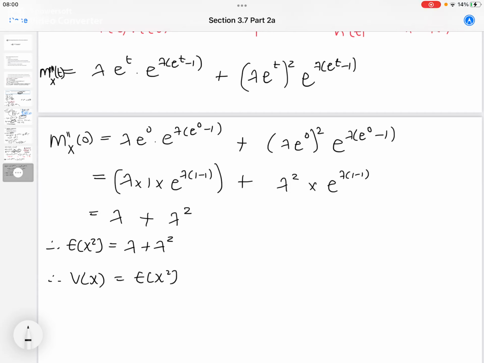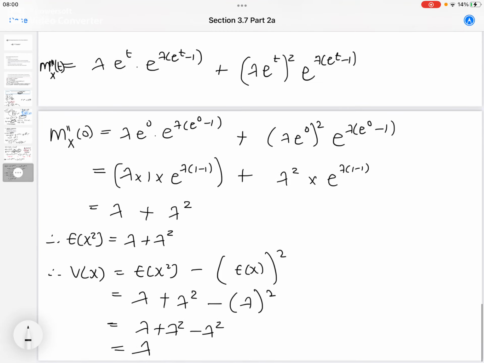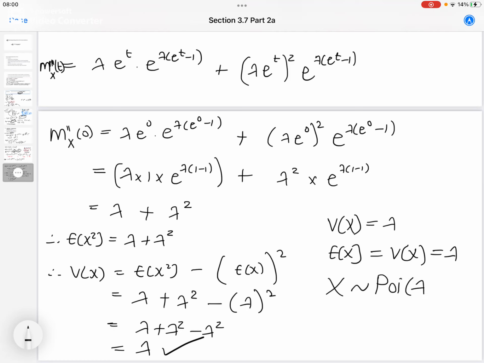Now the variance is equal to the expected value of x squared minus the expected value of x, all squared. This is equal to lambda plus lambda squared minus lambda squared, and that is equal to lambda. Okay, so we have just proved that the variance is also equal to lambda. So the expected value is equal to the variance, and they're equal to lambda if x follows a Poisson distribution with parameter lambda.